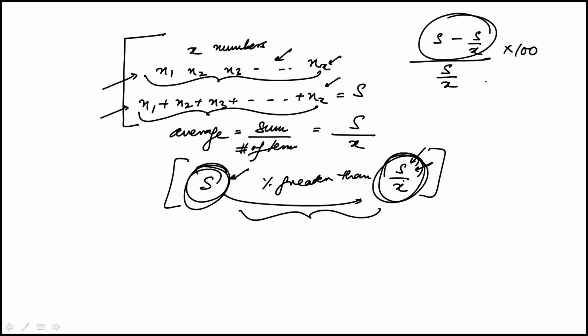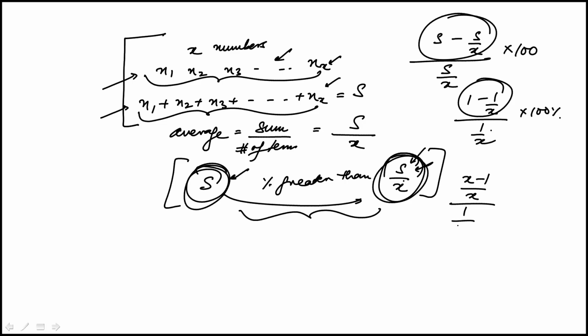Of course, we can divide top and bottom by S, and you'll see the S drops out. We end up with that. And then the numerator is really X minus 1 over X. You have 1 over X. And again, the X's will drop out. You can do the formal way, which is multiply by the reciprocal. And then you'll end up with X minus 1 times 100 percent, which is answer choice E.